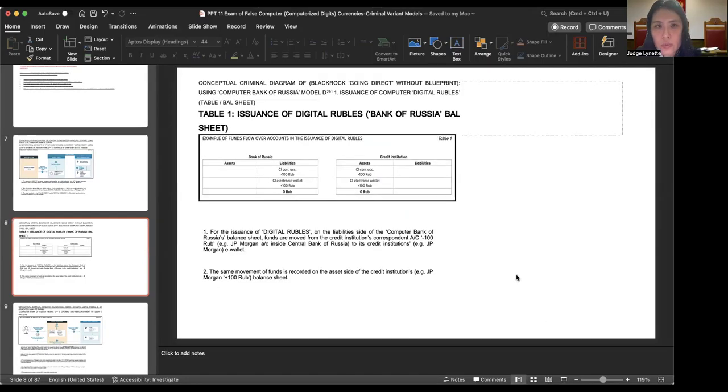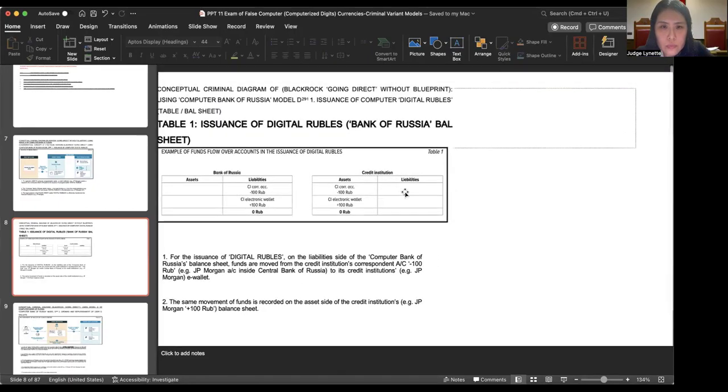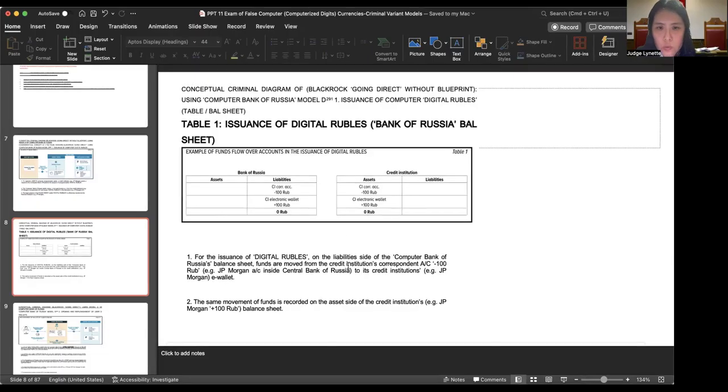This is the balance sheet, table 1, issuance of digital rubles, Computer Virtual Bank of Russia balance sheet. For the issuance of digital rubles on the liability side of the Computer Bank of Russia's balance sheet, funds are moved from the credit institution's correspondent account by minus 100 rubles, with the JP account inside the Central Bank of Russia, to its credit institution JP Morgan e-wallet. The same movement of funds is recorded on the assets side of the credit institution JP Morgan by plus 100 rubles balance sheet.